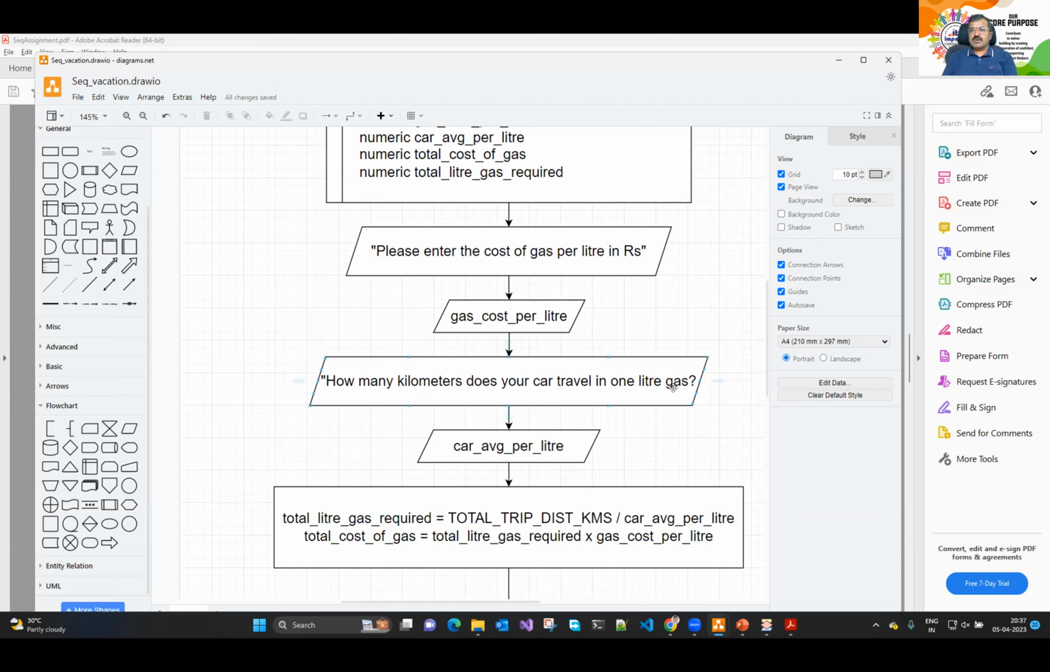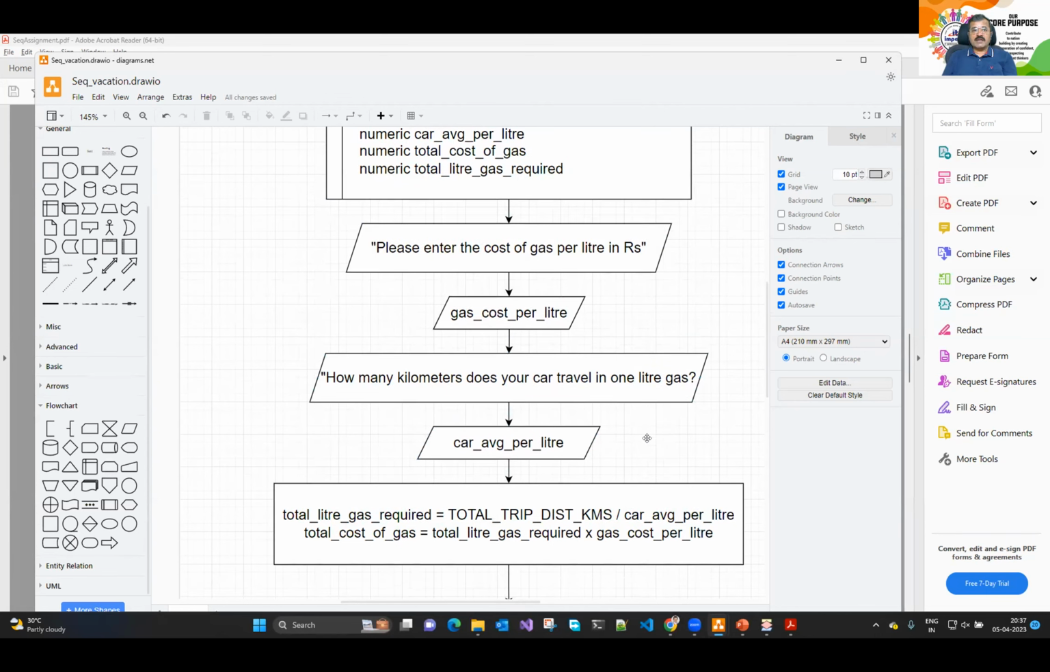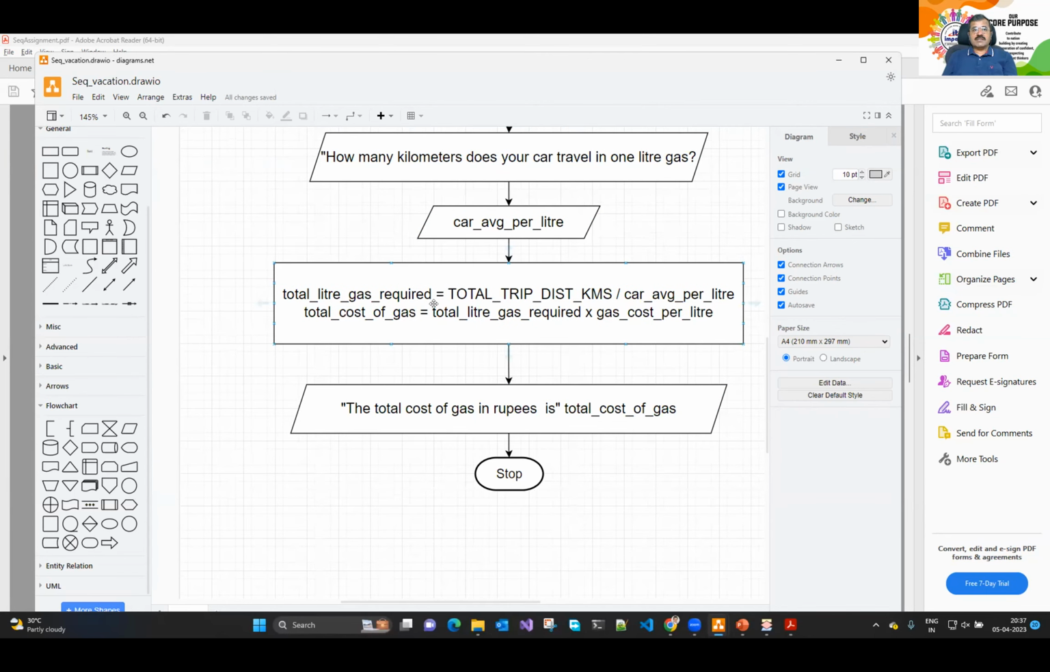So it's a very simple question. Even a person who is not very familiar with the terminologies will also understand. We accept the car average per liter, and then we do the calculation. What is the calculation? Total trip distance in kilometers, that's 360, divided by the average. So he has calculated the total gas required.